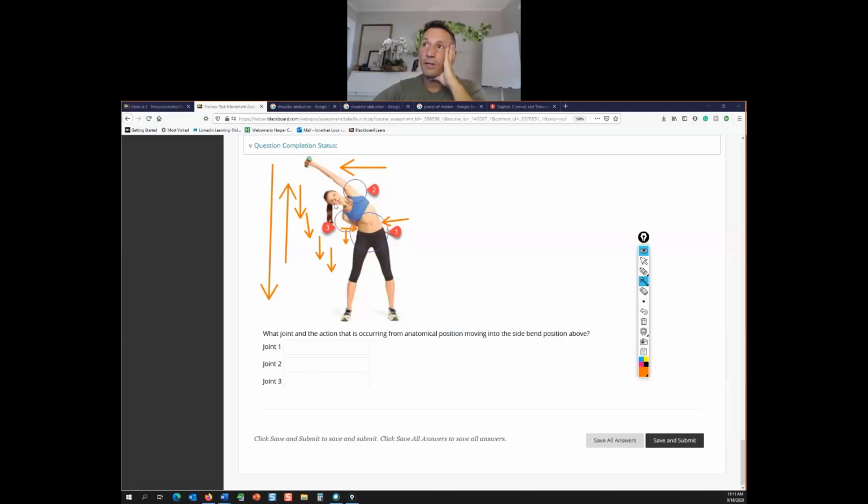These guys would be helping her, so she'd be moving faster, where these guys would be pulling in this direction, which would be pulling her in that direction. So this would be eccentric lateral flexion of the lateral trunk flexors, or the left lateral trunk flexors.